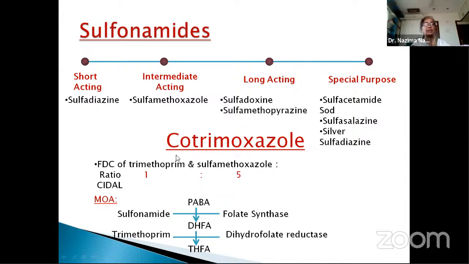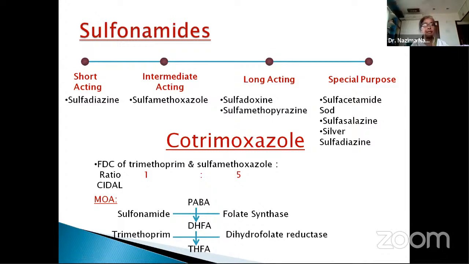Now, this drug is a fixed drug combination of trimethoprim and sulfamethoxazole in the ratio of 1:5. This combination is cidal, that is, the organisms are killed by this combination, whereas sulfonamides have a bacteriostatic action, that is, they will just suppress the growth of the microorganisms. The microorganisms will not be killed, but the growth will only be suppressed with these drugs.